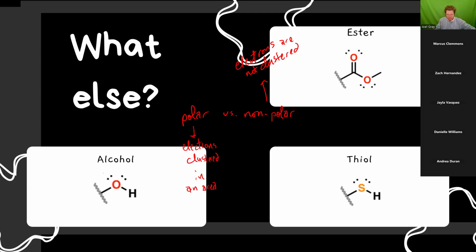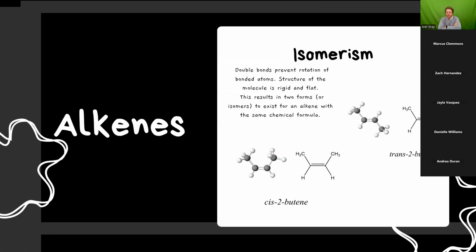Now I want to add a little bit of a wrinkle to those functional groups before we get into some of the other ones. The reason is that some of the functional groups we're going to introduce can exhibit this phenomenon right here: isomerism. Another way to put it is that you have compounds that are isomers.